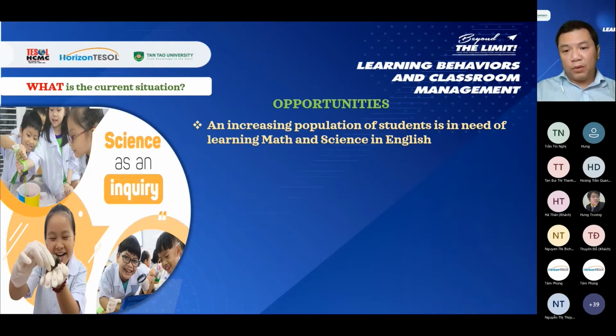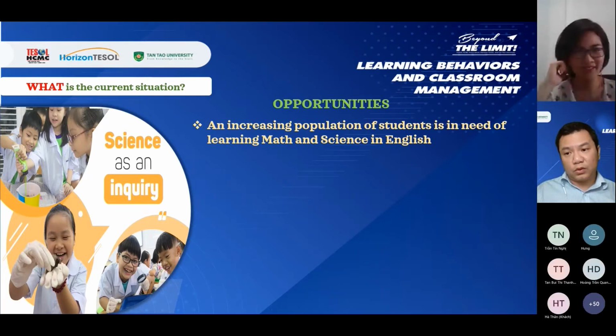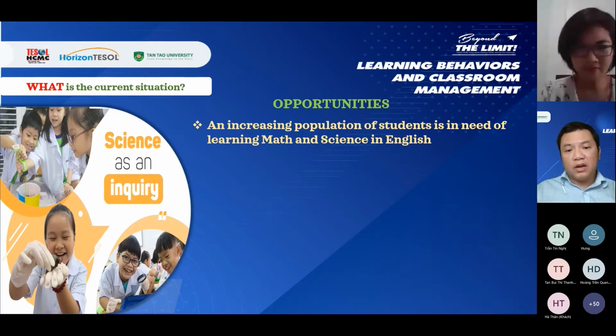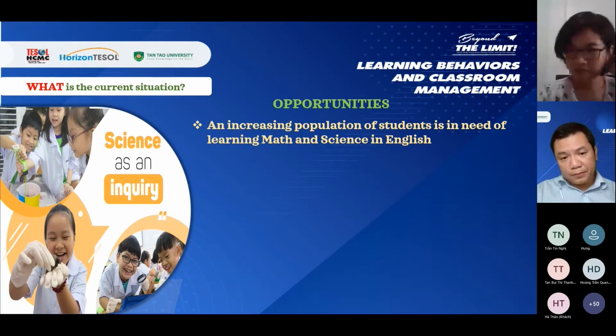First, there's an increasing population of students in need of learning math and science in English. They may want to learn it because they want to study abroad. They may want to learn it because they would like to take the standardized test instead of the traditional university entrance test to get into colleges in Vietnam. They want to research about their topics of interest in English, or they may just simply want to improve the English skills while learning the subject. So there are many reasons that students are wanting to learn math and science in English nowadays.